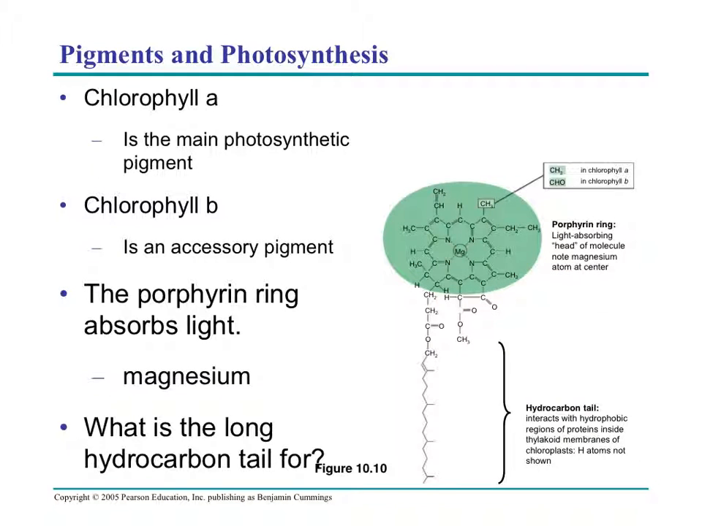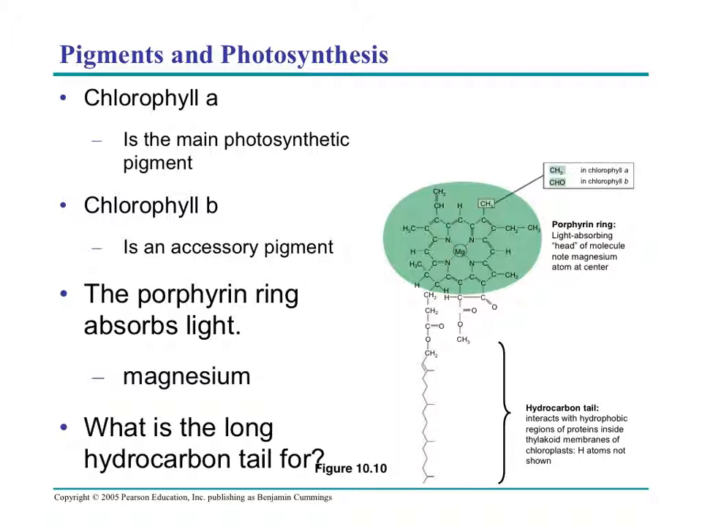Okay, so here's a picture of chlorophyll A. Chlorophyll B varies slightly in the sense that, in place of the methyl group, the CH3, it has a CHO in this position. Chlorophyll B is an accessory pigment. Chlorophyll A, when we talk about chlorophyll, is the main pigment that we're speaking of. But I want you to see that they have similar structures.